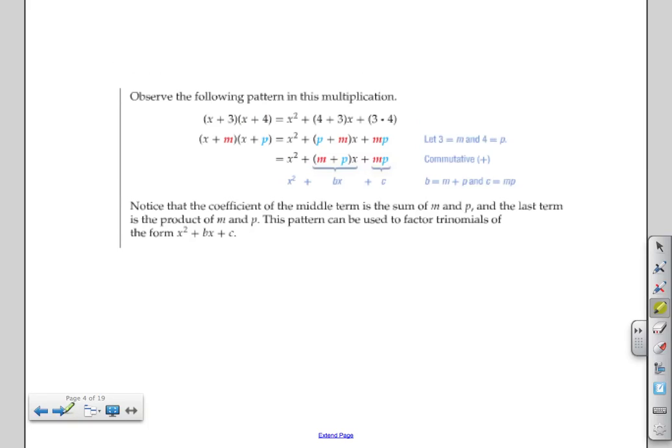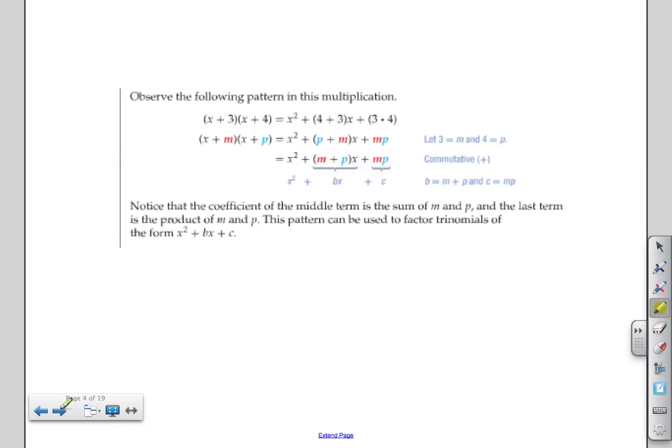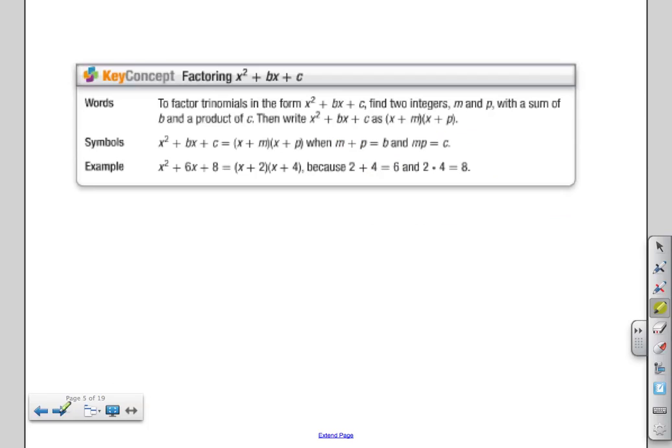Do I have this slide twice? Well, isn't that cool. Sorry guys, we can forget that slide. Let me just say that the coefficient of the middle term is, again, the sum of m and p, and the last term is the product of m and p. It's exactly what we were saying before. Those are 2 quick slides.